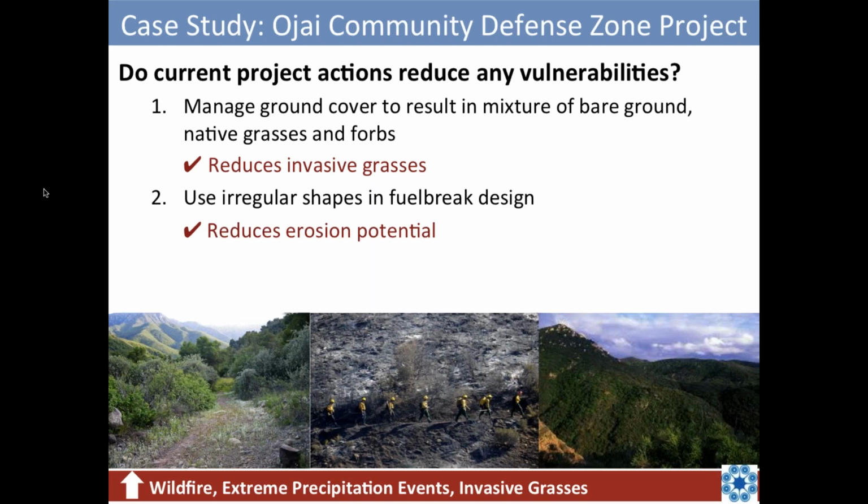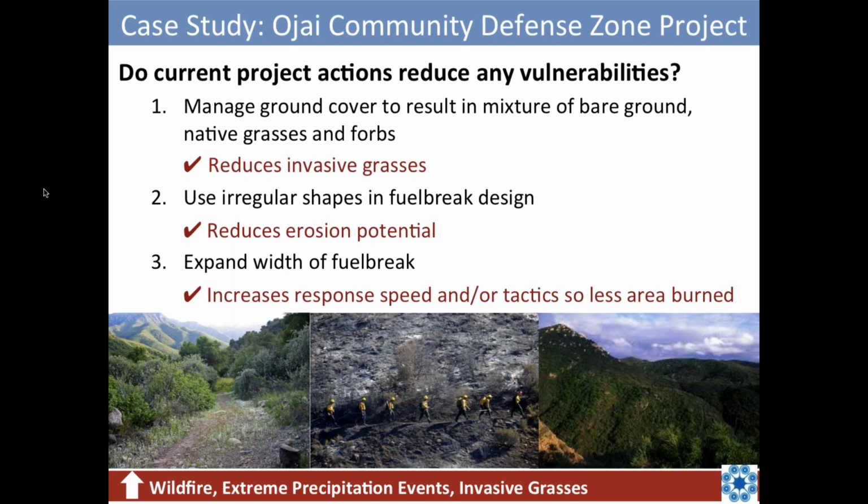If we use irregular shapes in field break design, that can help to reduce erosion potential if we have extreme precipitation events. If we have the irregular shapes in field break design, that helps to make sure that sediment doesn't just slough off in a particular place, but actually is stopped by the vegetation in that irregular shape. And then if we expand the width of the field break, that can help to increase the response speed or allow us to do some different tactics so we have less area burned overall. So even if we're going to see increases in wildfire, maybe having a wider field break allows us into areas where we can do more and limit how much gets burned.